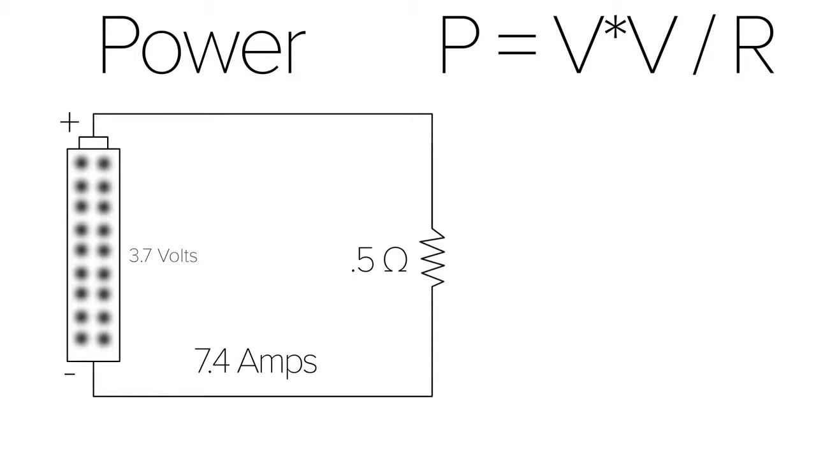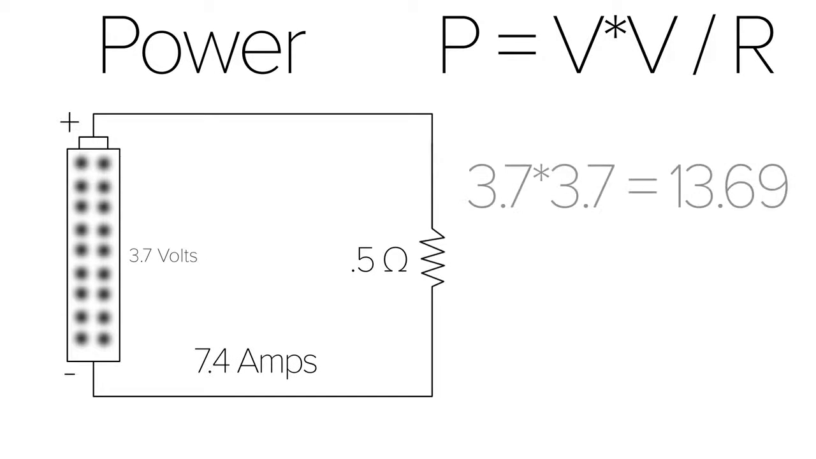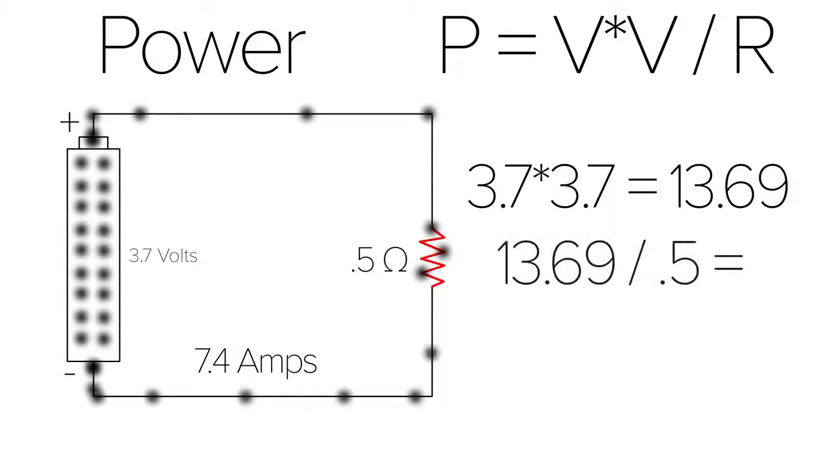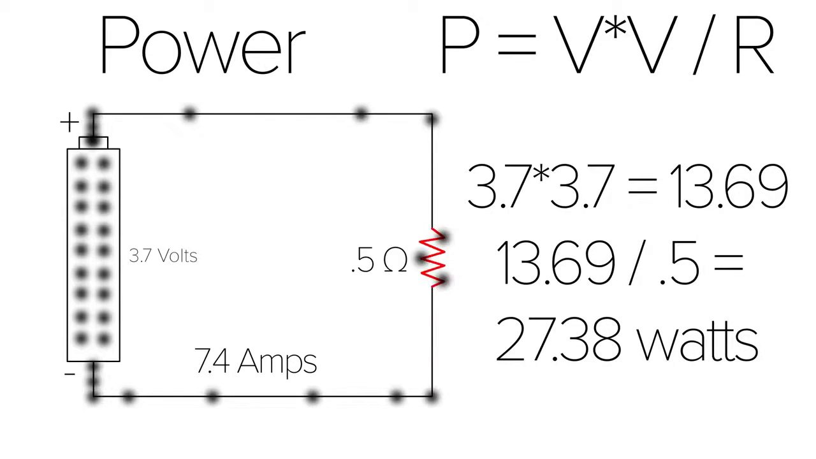Now if we change the resistance of the coil to 0.5 ohms, let's see how it affects the wattage. We square the voltage again, which is 13.69. Then we divide this by the resistance, which is now 0.5 ohms. This gives us a wattage of 27.38.